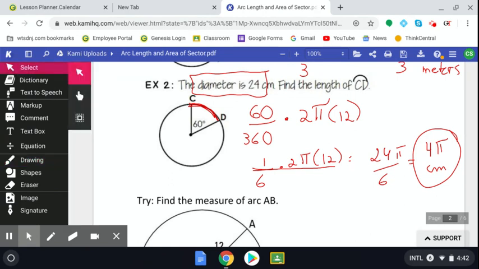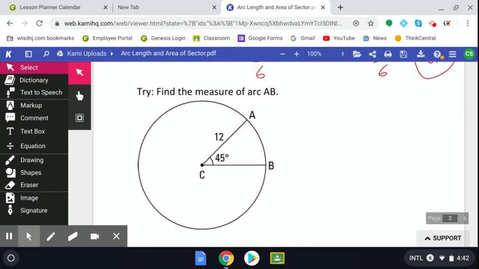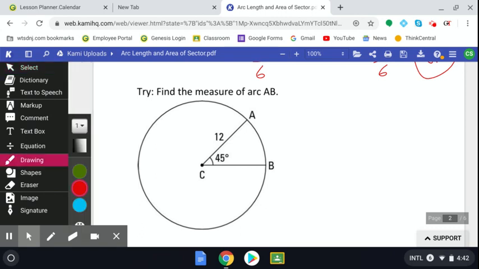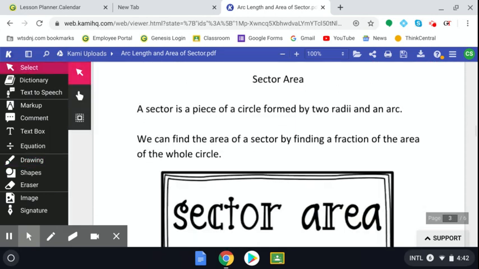Now for the next one, they want you to find the measure of arc AB. Oh, they just want the measure of arc AB. They don't want the length. They just want the measure, no length. So the measure of arc AB should be the same as the central angle, which is 45 degrees. Now, if they ask for the length, that's a different formula. Then it will be the one we used.